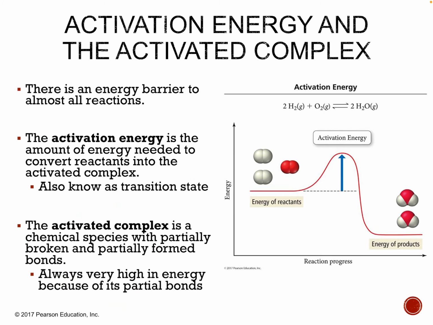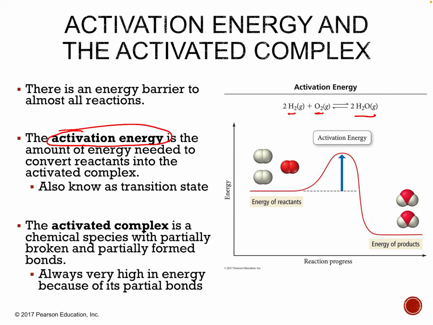So again, if we're looking at this reaction here, hydrogen reacts with oxygen to produce water. Okay, so if your hydrogen and your oxygen molecules just kind of casually bump into each other, they may not have enough energy to make this reaction go. There's always some kind of energy barrier to reactions. And again, that energy barrier is called the activation energy. That's the amount of energy needed to convert the reactants into this activated complex, okay? You may have heard of it before as a transition state. It goes by both names.